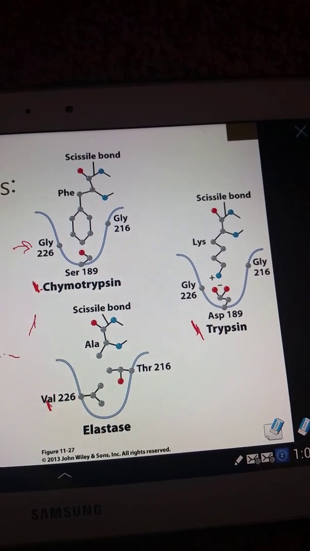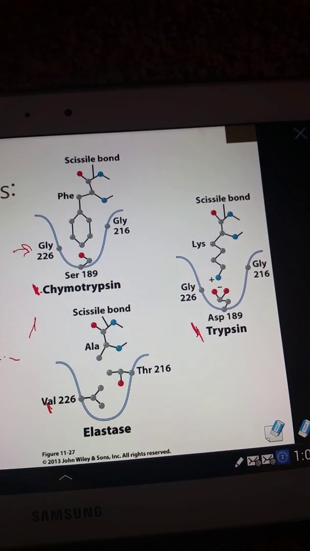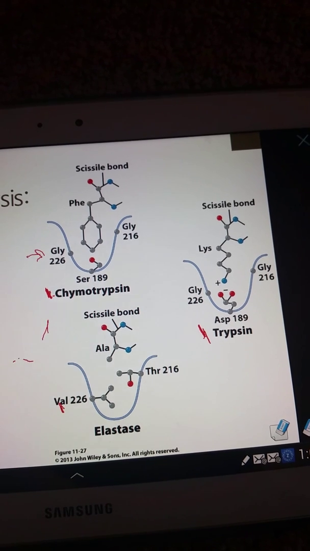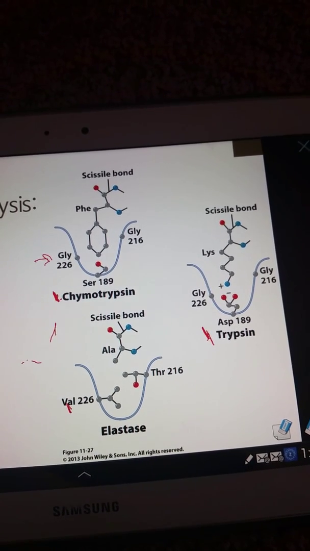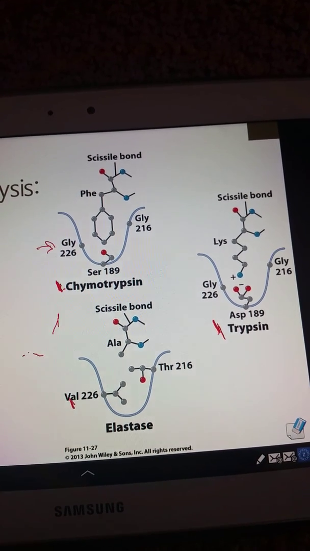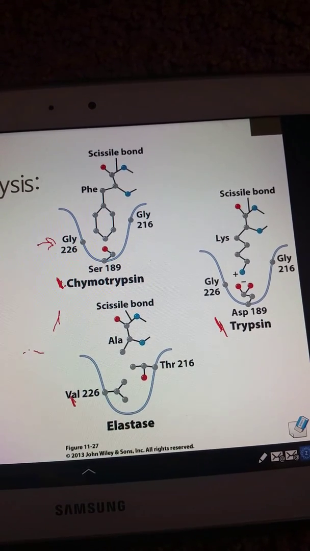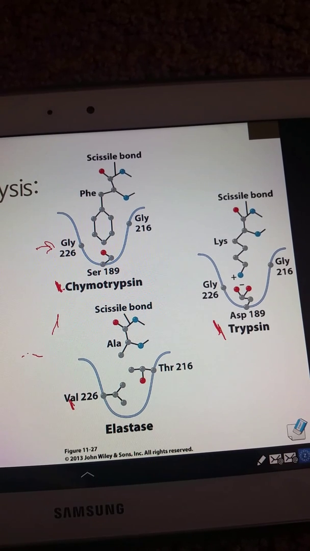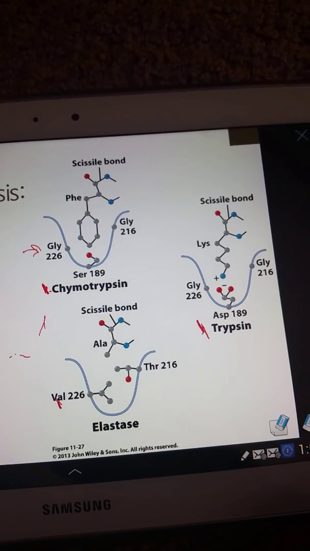For chymotrypsin, you have glycines, which allows the very bulky hydrophobic phenylalanine ring to come in. And then the serine is used as a nucleophile in order to cleave the bond. And we'll see that in more detail in a minute.